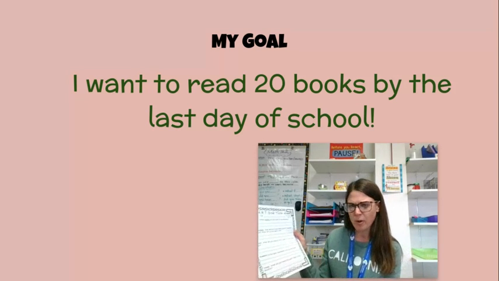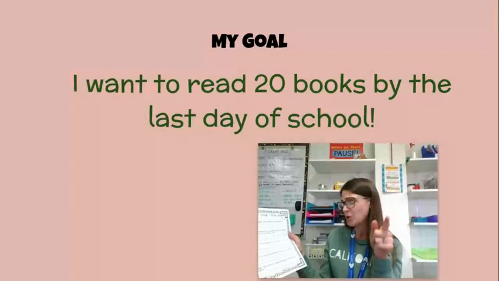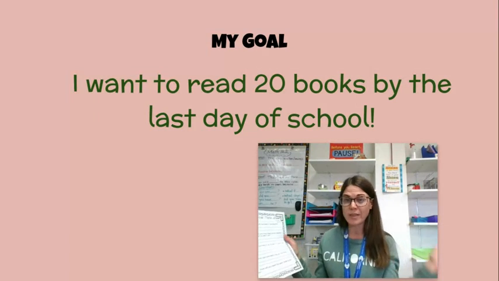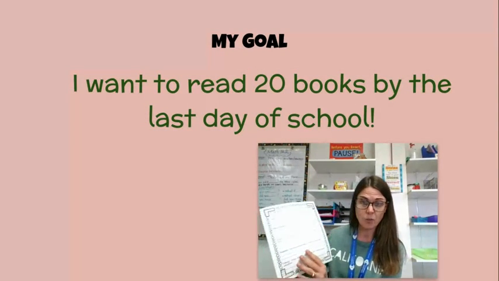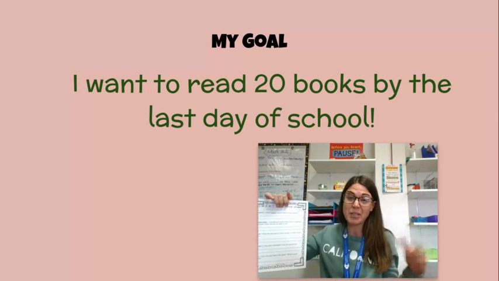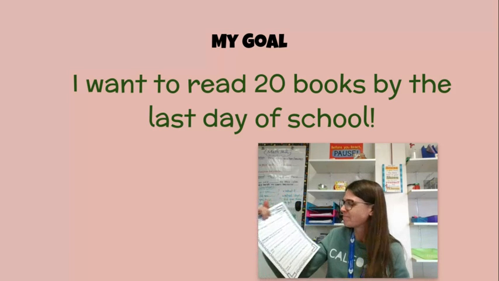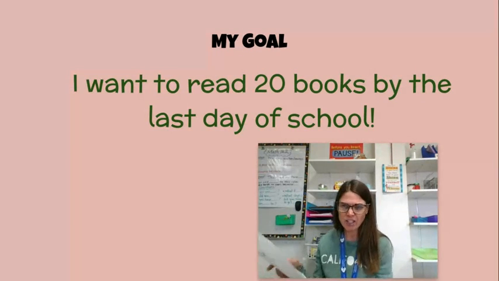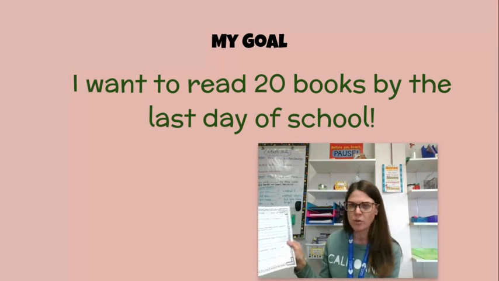And then measurable. Can I measure this? I sure can, because it's a number, 20. So I will know when the 20th book is finished that I will make my goal. And what will I be able to do? I will be able to tell you about 20 different books that I've read. And action. What's my action? What will you need to do in order to reach your goal?